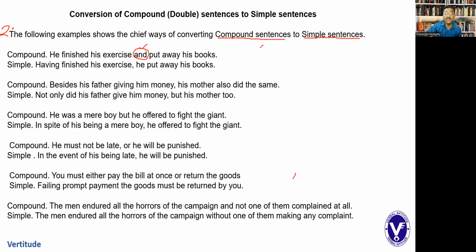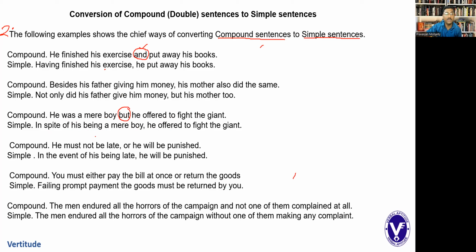Besides his father giving him money, his mother also did the same. Not only did his father give him money, but his mother too. Right? Now, he was a mere boy, but he offered to fight the giant. In spite of being a mere boy, he offered to fight the giant.